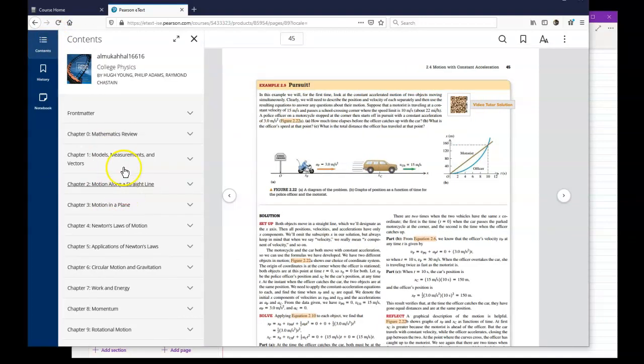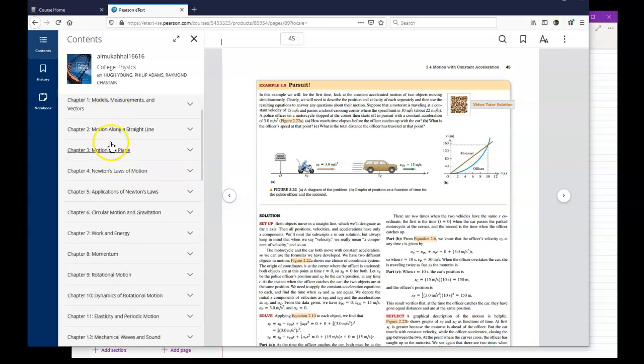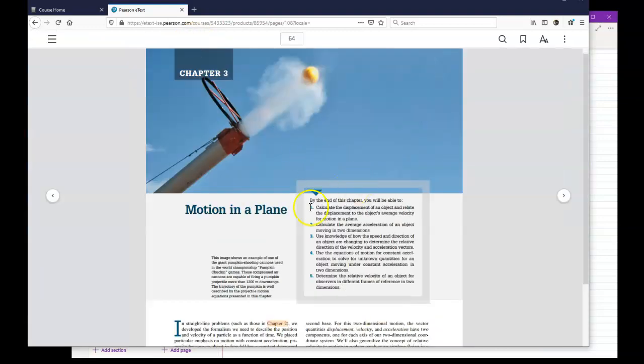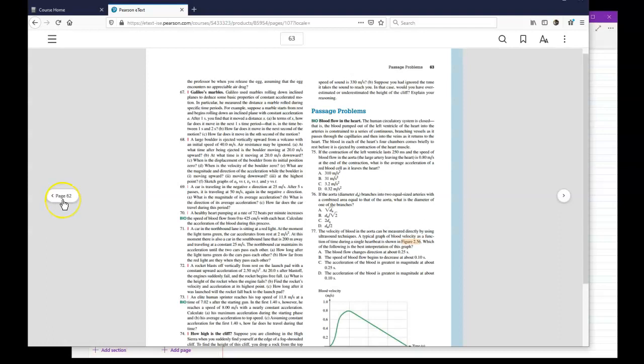I'm going to go to the third chapter and work backwards to number 38. Oh, I know I have the hard copy. I can just look up the page number. Hold on.